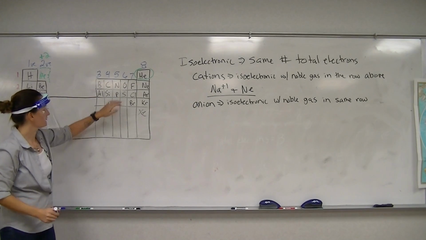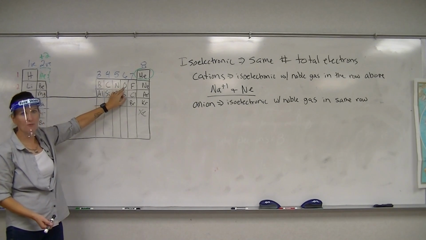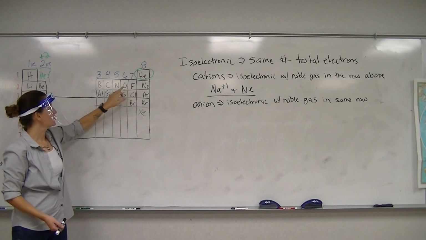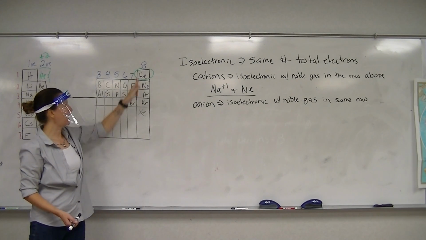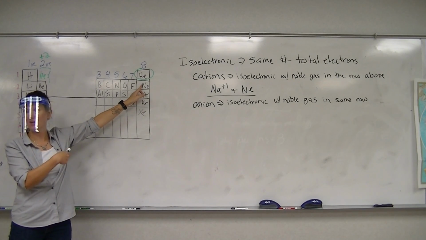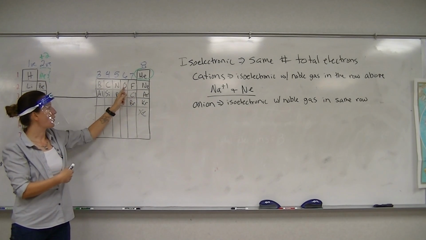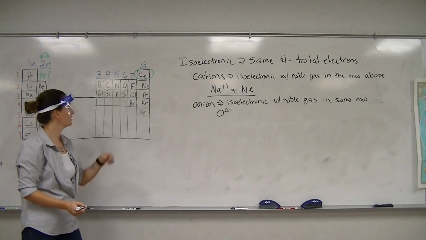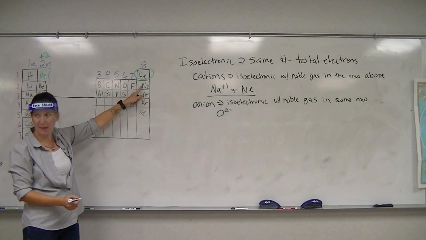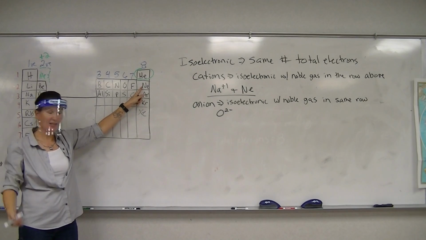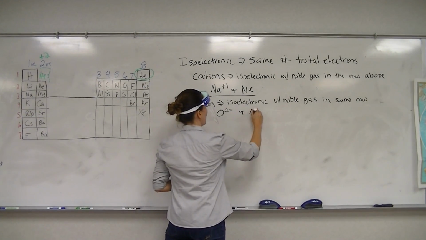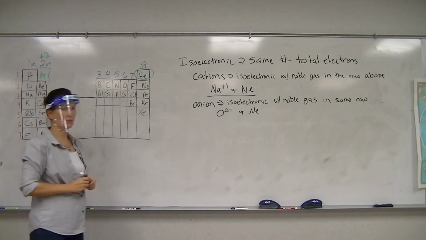So we just did oxygen a minute ago. We said it formed a -2 charge, so that means it's gaining 2 electrons. When it gains 2 electrons, it has 8 total electrons, just like neon does. So oxygen with a 2-, meaning it gained 2, is now happy, just like neon's happy. It's inert, it is stable. So oxygen with a 2- and neon would be isoelectronic.